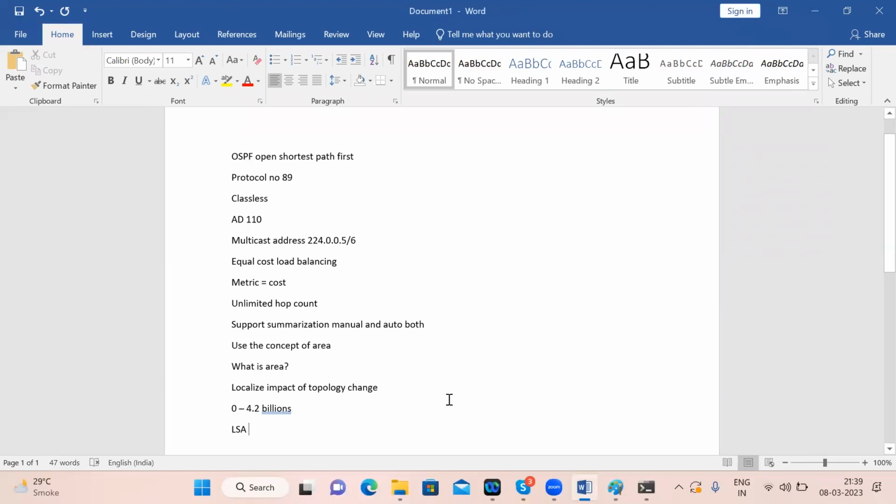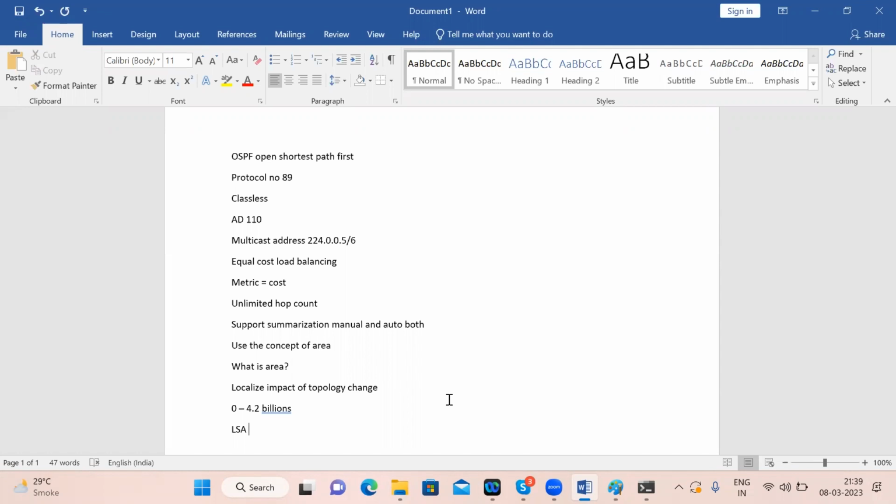Okay. So what exactly is the area? Area 0 is the area which is known as what? Backbone area. Okay, which exchanges your IP packets from one regular area to another regular area. That means it has the capability to receive a route from one regular area and give it to another regular area. That is why it is known as the backbone area.